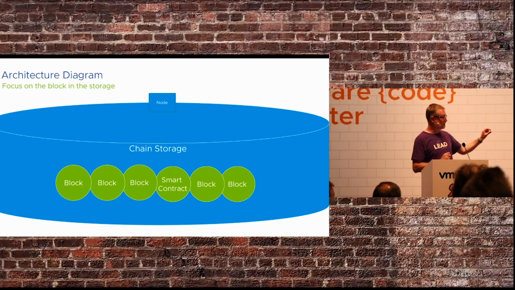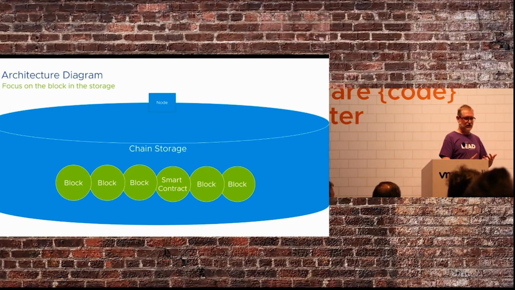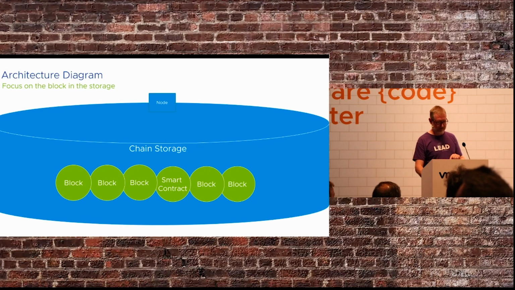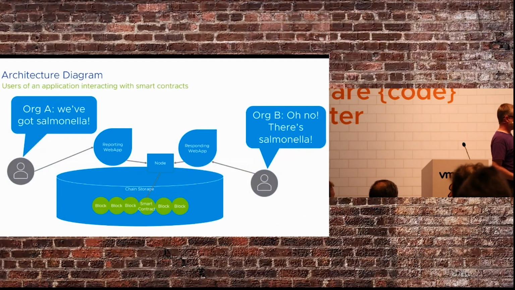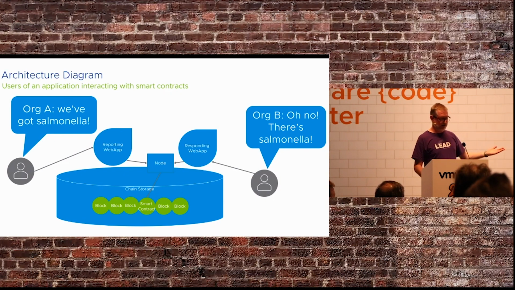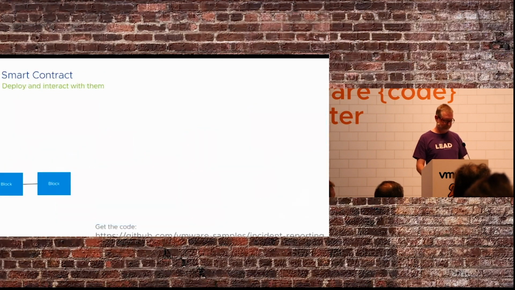And then there are also these blocks that contain smart contracts. Smart contracts are what allow the blockchain to actually execute code. I'll show you in a moment what that looks like, but right now, just understand that the smart contract is a program that executes on the nodes participating in the blockchain network. In the diagram I showed you earlier, we had the reporting web app and a responding web app, and they're all talking to their node locally. This organization can report an illness, and it goes into the blockchain as a block. As soon as it gets in there, it is replicated to all the other participants, and they immediately see, oh, now we've got salmonella. Somebody reported it, we immediately see it.